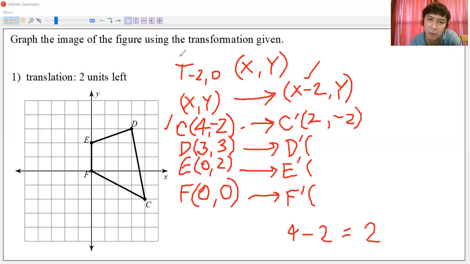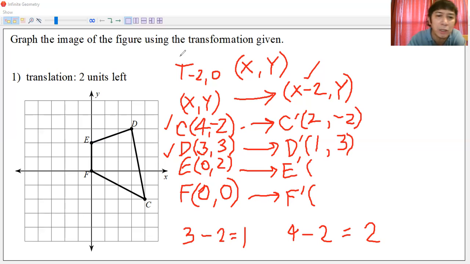Our D prime, we're going to start with the x of the D. We're already here. That should be 3 minus 2, and so that should be about 1. So that should be our value for the D prime. How about the y value? The y value will not change, so that remains 3, like that.